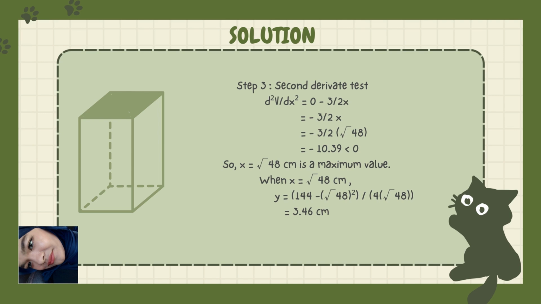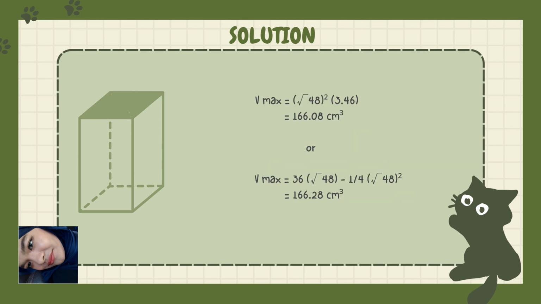Find y when x equal to the square root of 48. It is 3.46 centimeter. Last but not least, we have to calculate the maximum volume. So we just substitute x and y into the volume formula and we'll get 166.08 centimeter cube, or alternatively, use the simplified volume formula that's already in terms of x, to get 166.28 centimeter cube. So that's all.